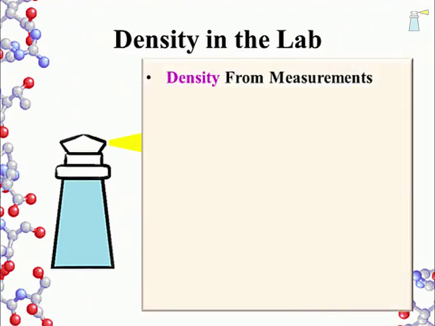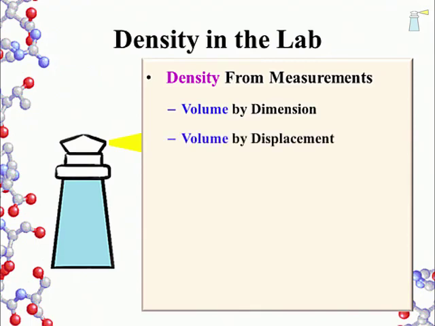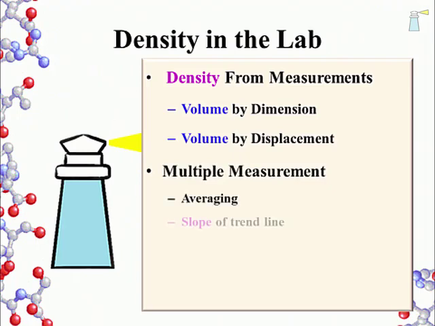Overview of density in the lab. We will begin our study with the determination of density from measurements, starting with determining volume by dimension, then volume by displacement. The next topic is density with multiple measurements, including averaging and using the slope of a trend line. This can be done using a computer or graphing by hand. When dealing with measurements, there is always error. We will look at what percent error means and how to calculate it.